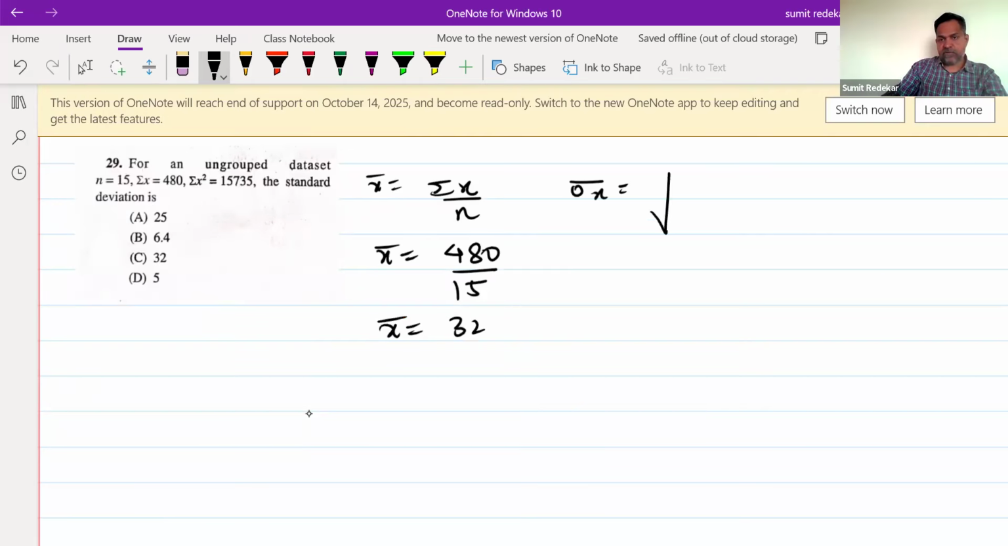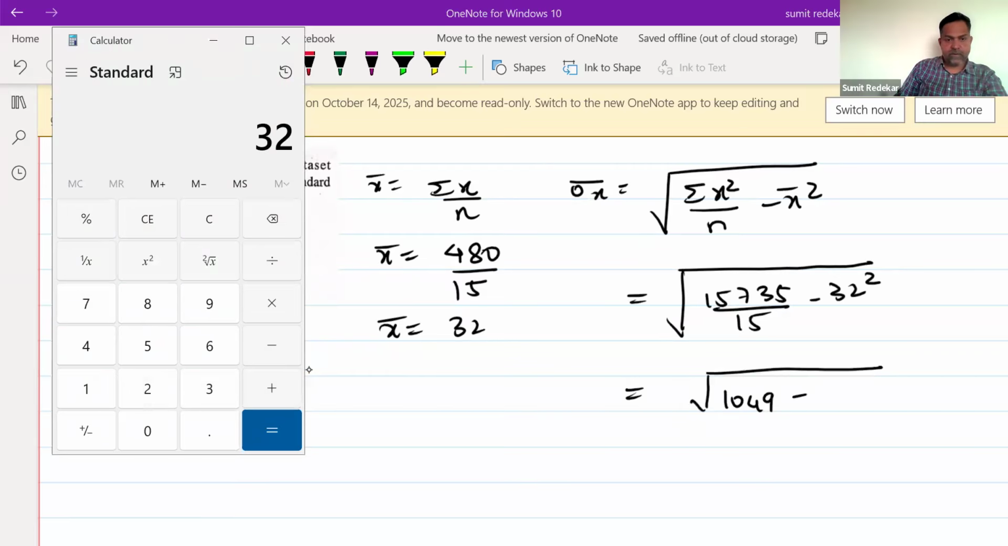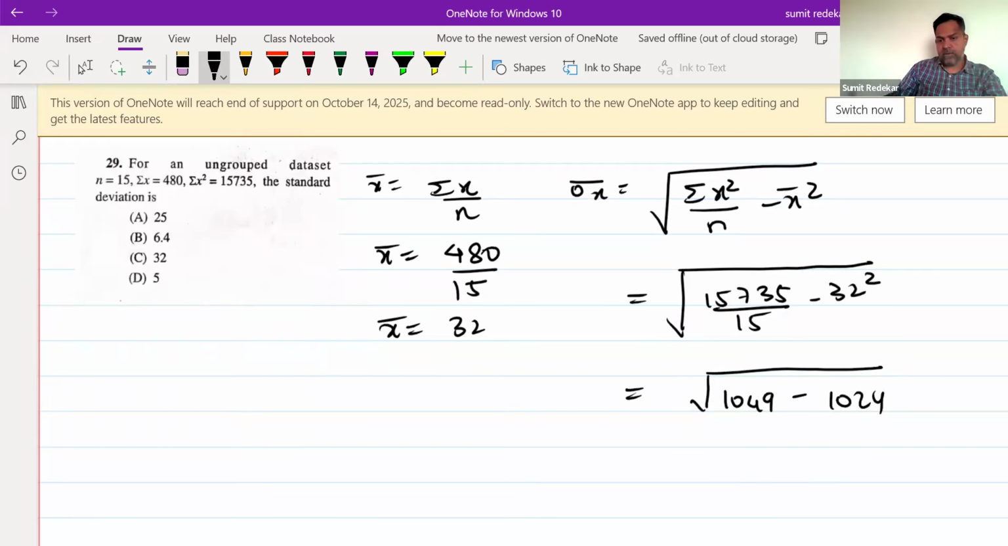So I'm going to say standard deviation of x is the square root of sum of x square upon n minus x bar square, which is the square root of 15735 divided by n, which is 15, minus x bar, which is 32 ka square. So I'm going to say it is the square root of 15735 divided by 15, which is 1049. 32 ka square, I think should be 1024, correct? 1024 minus 1049 is 25, which is 5.